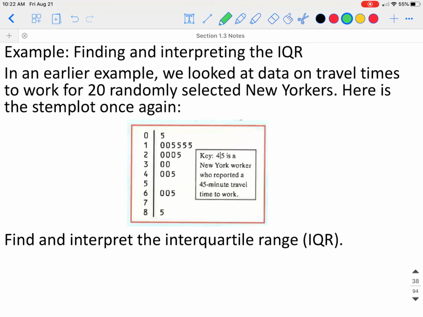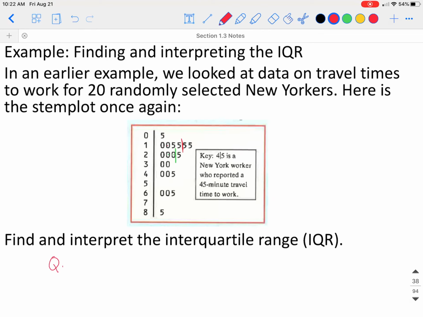So if we count in, the 10th observation is 20, the 11th observation is 25, so we know our median will fall between there. Now we have 10 data points to the left and 10 data points to the right. To find our Q1, we're going to find the middle of the first half, and the Q3 is the middle of the second half. So if we have 10 data points, it's going to fall between the 5th and the 6th value.